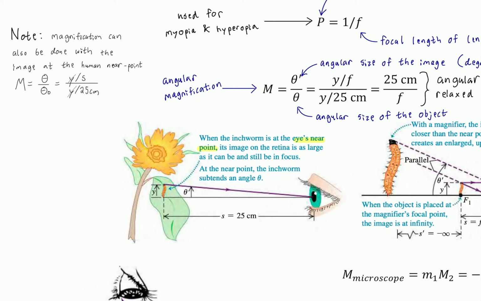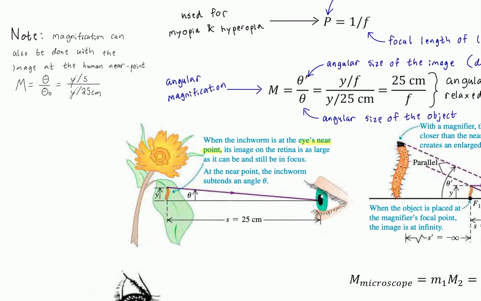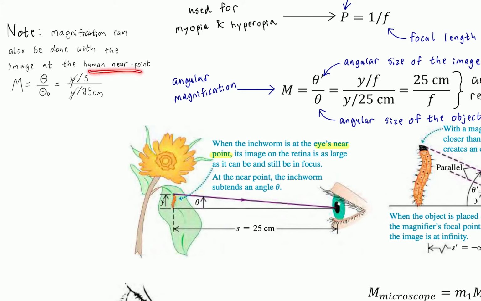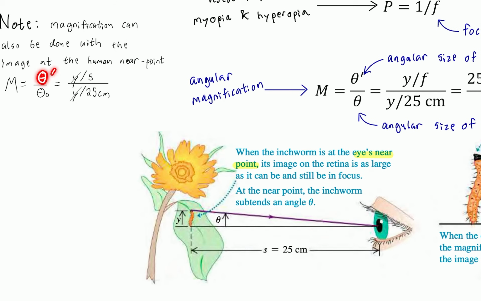Let's see why. So note, magnification can also be done with the image at the human near point instead of s prime equals infinity. So in this case, we still have the same definition for angular magnification. It's always just theta over theta naught, or here the notation is slightly different. I did not notice that, but it should be theta prime over theta. And so same argument where we have y over s, y over 25 centimeters. But here's the thing. Before, we canceled out the y's, so that's unchanged. But before we replaced s with f. We're not going to do that anymore.